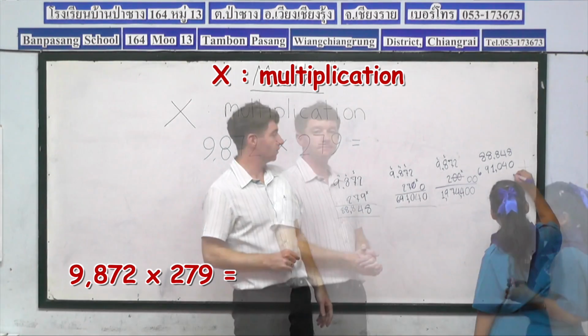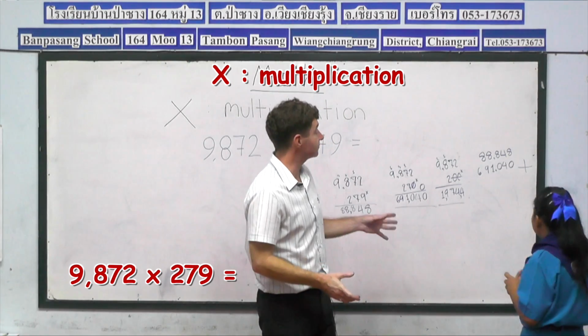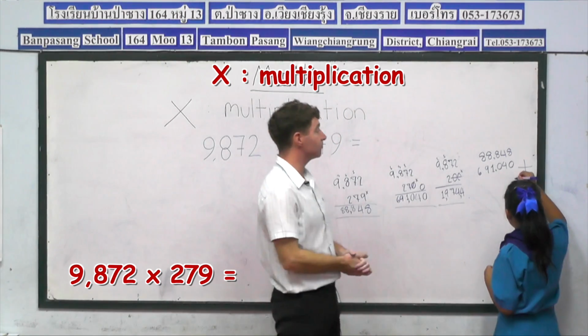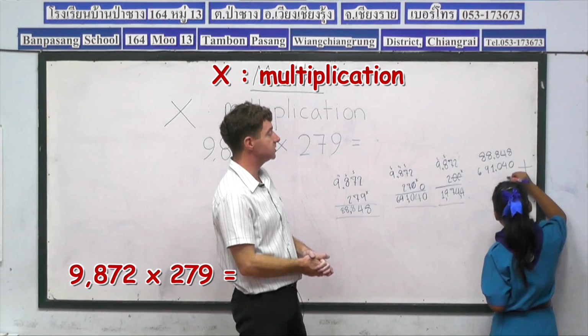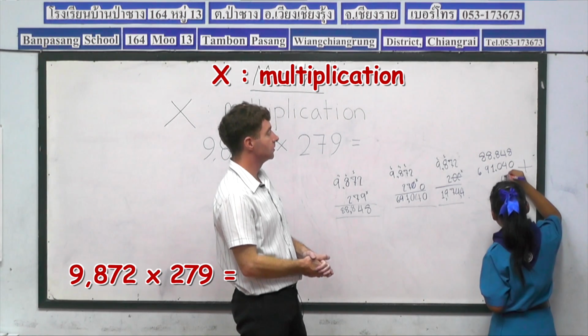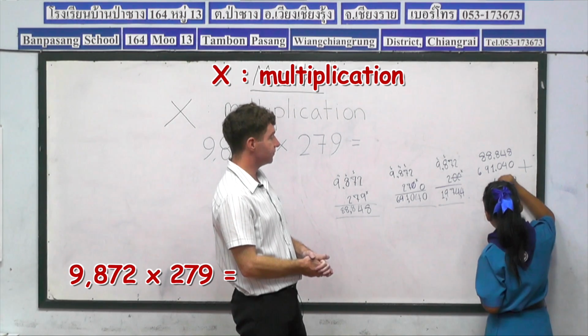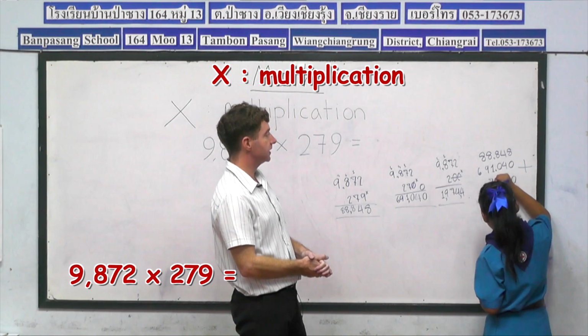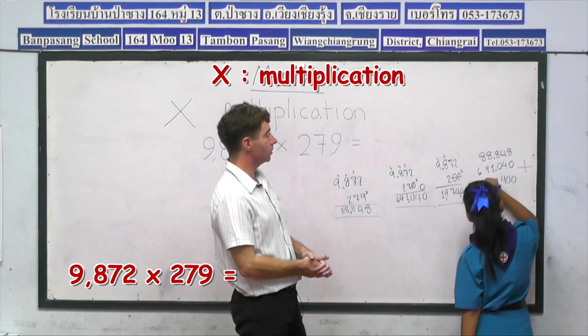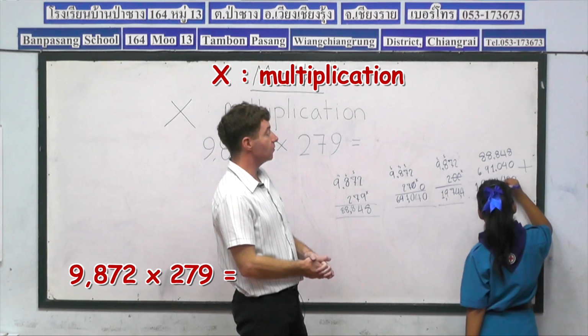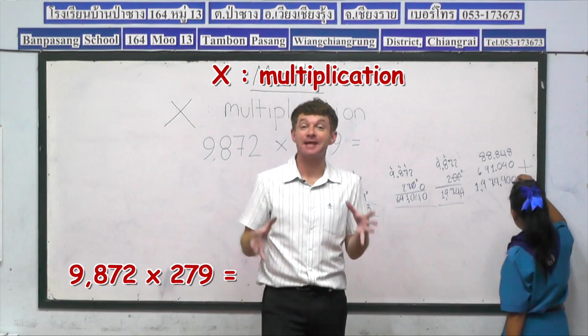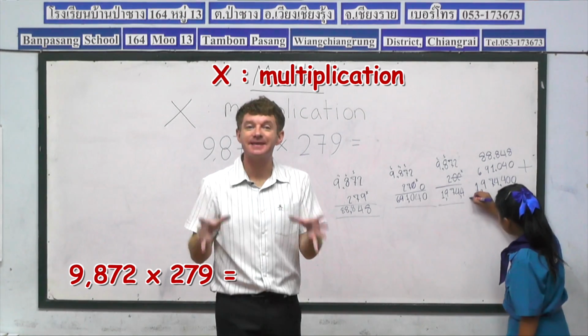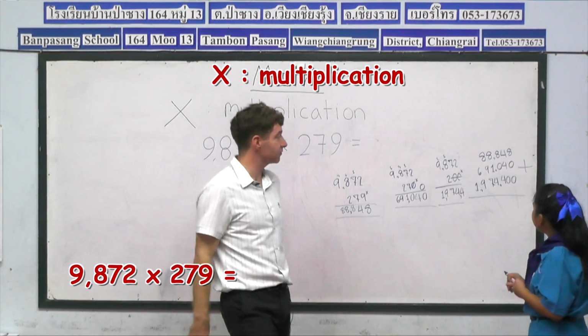1,974,000. And now Lakau will write the answer for our third multiplication of hundreds. 4,479,100. So now we have our three answers that we don't multiply, we add together to get our final total.